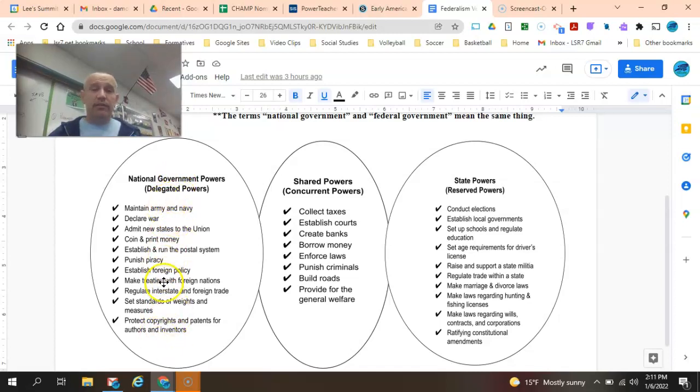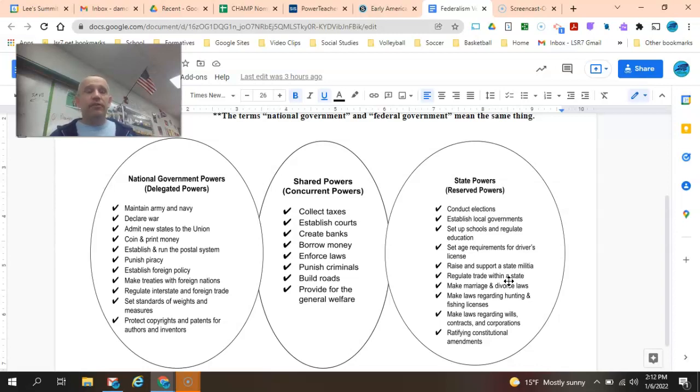I'm not going to go over each one individually. That's going to be part of your assignment today. I'm going to now move over to the right-hand side to the state powers, or what we call the reserved powers. These are powers reserved to the states, and the federal government should not interfere. These are things like setting up local government, regulating schools and education, conducting elections, driver's license, hunting and fishing licenses, regulating trade within the state. These are things that were left to the states, okay?